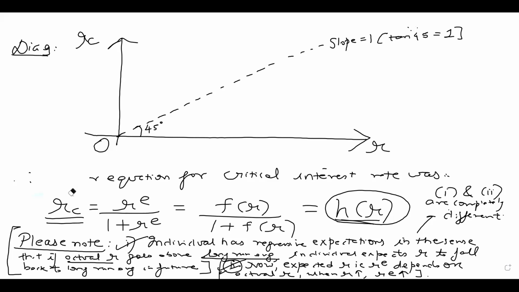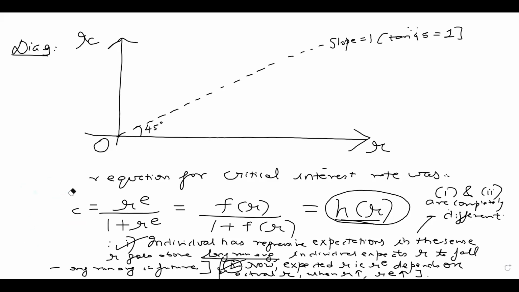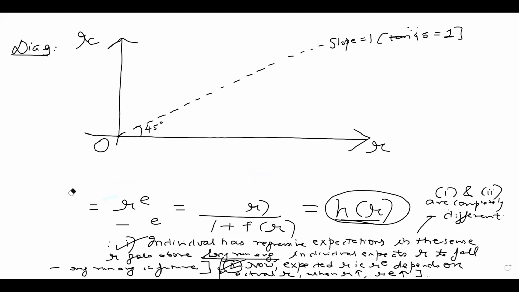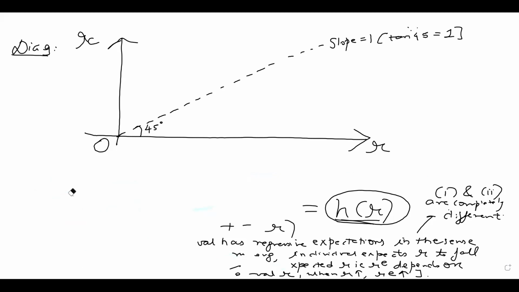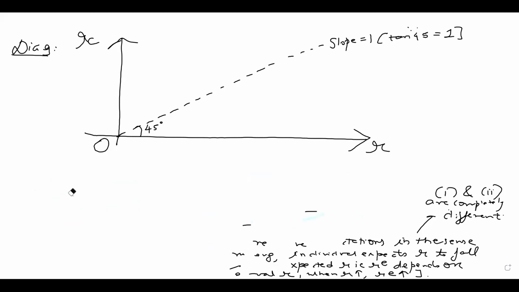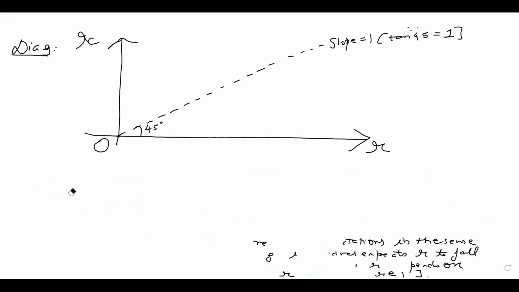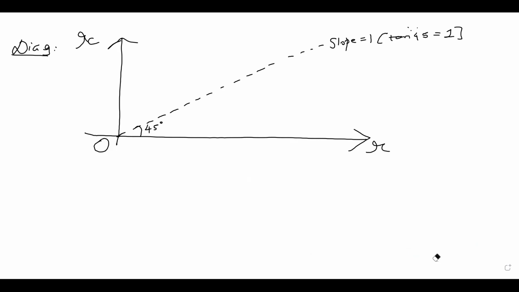Let's do that. So I erase this particular part now. And let's differentiate H of R once. So erasing this particular part. Okay. So our H of R is nothing but RC, which is nothing but, what was it, guys? F of R upon 1 plus F of R.